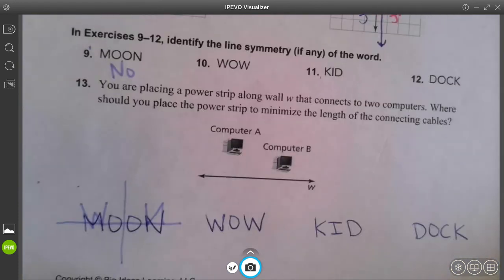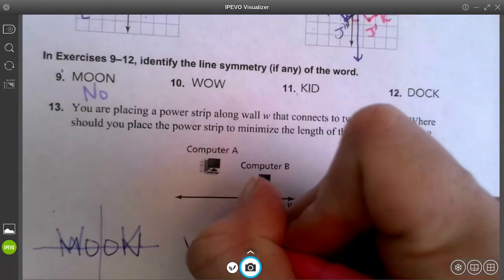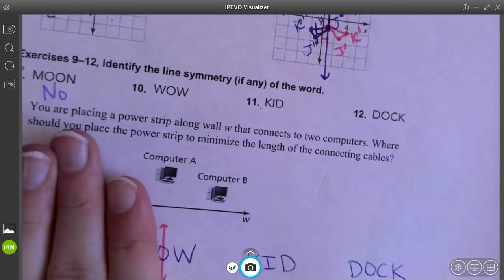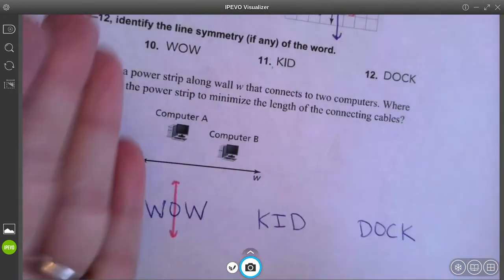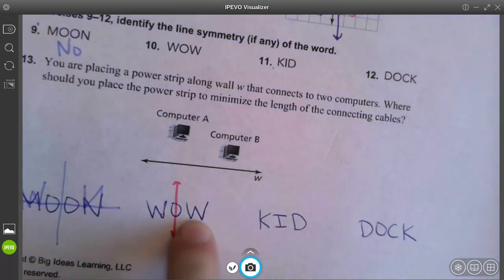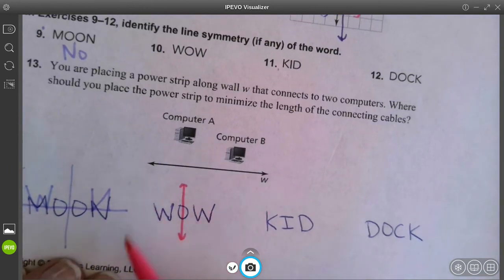In number 10, I could imagine taking the word wow, and if I folded it right down the middle here, if I took this half of the word and I flipped it and folded it over, the W would match on top of the W and the O would fold on top of itself. So the line of reflection in number 10 goes vertically right down the middle of the word.